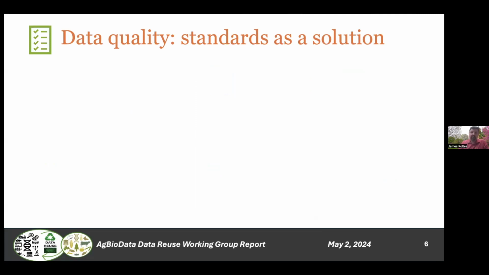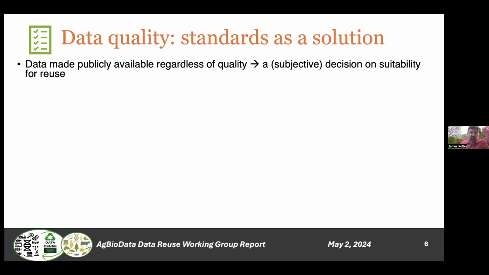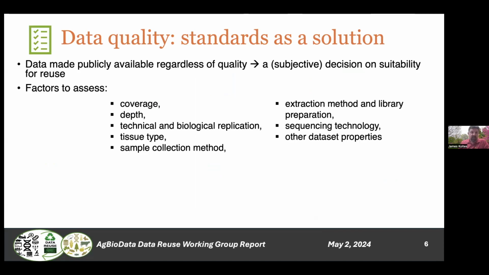With data quality, our groups came to the conclusion that data standards are a solution. Data are made publicly available regardless of quality, or at least we hope that's the case, and then the users make a subjective decision on whether or not they can reuse that data. There's lots of factors to assess. I'm just putting a few of these out there, and if you've worked with genomics data, none of this is surprising. But this is a lot of information, and this is just a small subset of what's available.